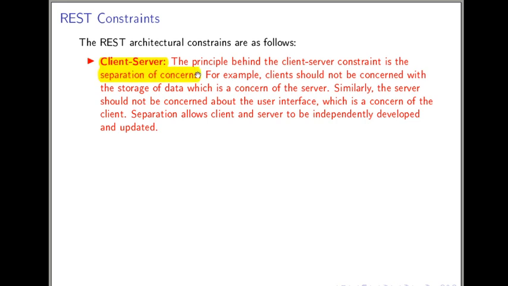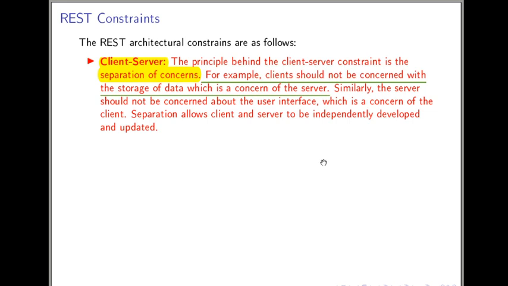As it is written, separation of concern. For example, client should not be concerned with the storage of data, which is the concern of the server. Here it is explained further that the client should not be concerned with how data is stored on the server. The client simply has to access the resource. It is unaware of how this resource is stored in the backend.